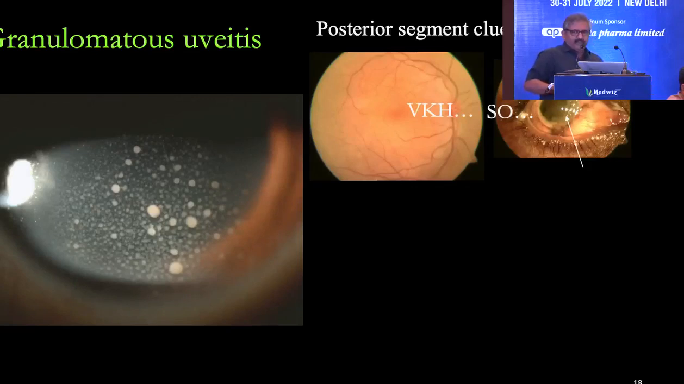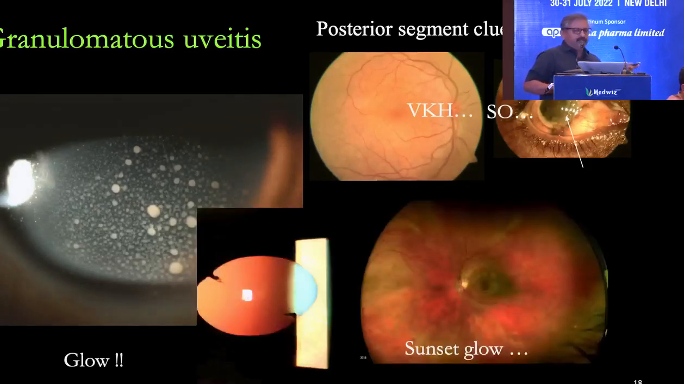Remember that granulomatous anterior uveitis can be a part of a panuveitis like VKH or sympathetic ophthalmia. I am not going into the details, but sometimes you can pick up VKH by a sunset glow fundus, and sometimes a glow like this on slit lamp. So if you have a glow like this with a granulomatous anterior uveitis, then probably you are dealing with the convalescent phase of VKH. Have it in mind.